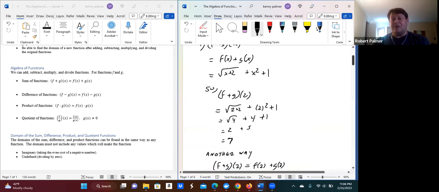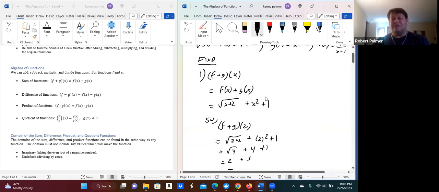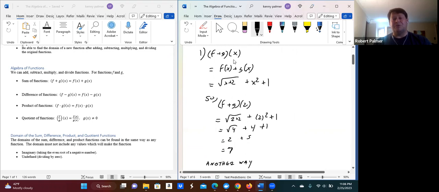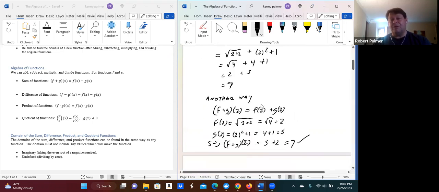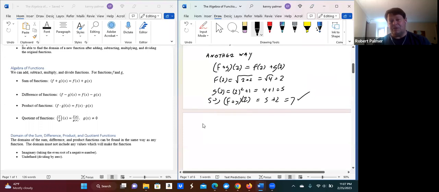So if it simply says f plus g of x, you have to find that new function. But if it says f plus g of 2, or f plus g of a single constant, you need to find the function value. You can find the function first, then plug it in. Or you can use the rule and plug the number into your functions individually, then combine those results, however it says. Okay, let's take a look at another one.